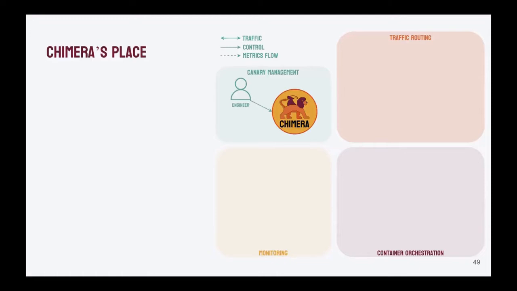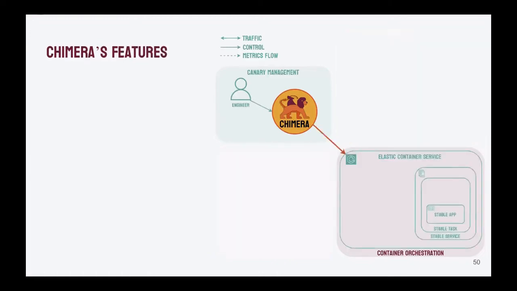But to see how Chimera in particular works, let's take a look at how Chimera integrates with each of these components taken one at a time. To start, let's look at which container orchestration tool Chimera supports, and we'll slowly build out from there. So rather than Kubernetes, you can currently use Chimera for containerized microservices managed by AWS's Elastic Container Service.